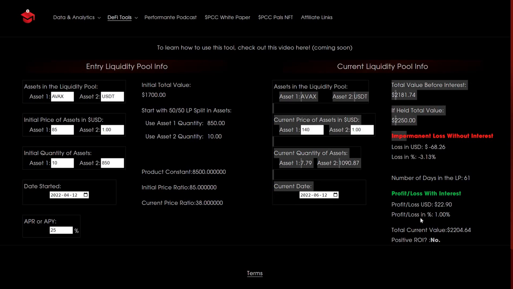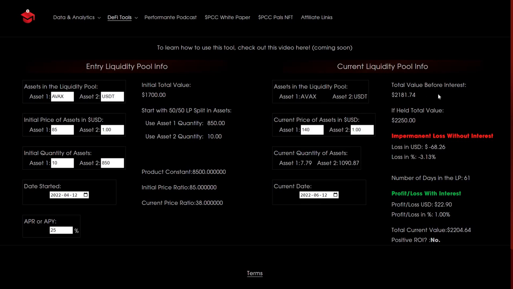Now to break down the actual information, where it's most important. Total value before interest. So this is because you entered in the liquidity pool, removing all the compounding and the interest, what would be your initial LP tokens worth? It started off at $1,700, and your current LP tokens, not counting the interest earned, is 2181. But if you just held them, if you held AVAX in a cold storage wallet, and if you held USDT in a cold storage wallet, you would actually be holding 2250. So you can see the impermanent loss here.